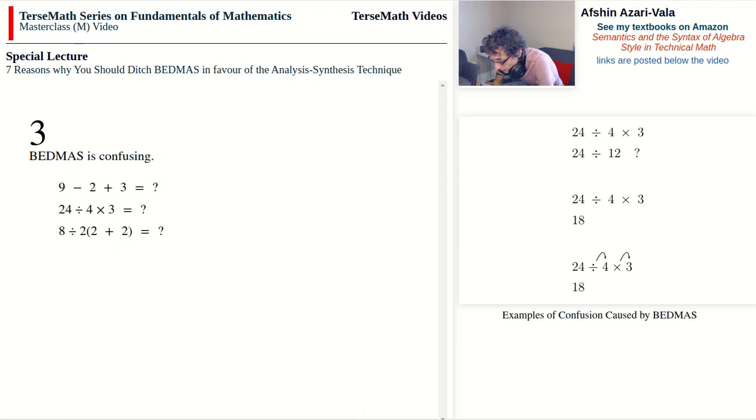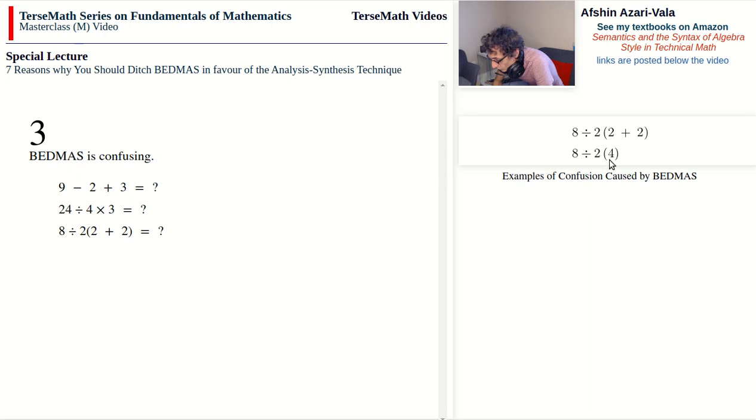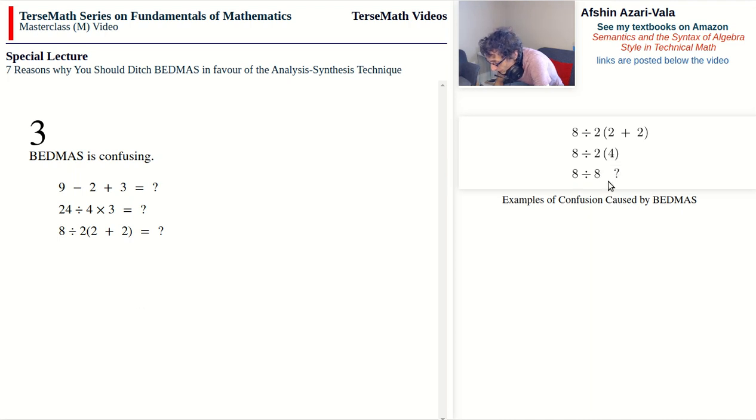And the third one, this one has actually been making the rounds on the internet these days. How do you work out 8 divided by 2 times bracket 2 plus 2? And I guess the first step where we have to do the brackets is something that most people do. And so we end up with 8 divided by 2 times 4. And now here a lot of people argue that we have to multiply 2 by 4 and write down 8 divided by 8, which is not correct.